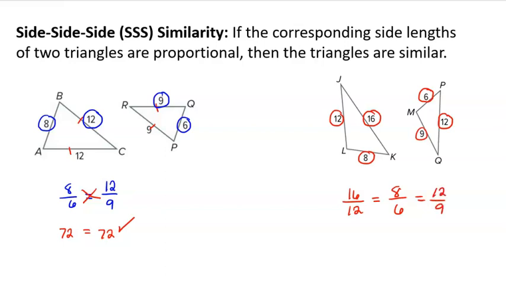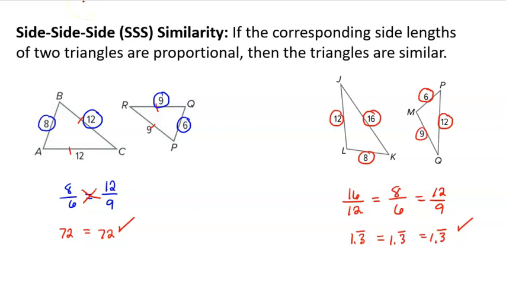Now with this one, I don't want to cross multiply, so I'm just going to stick all of these into my calculator. So 16 divided by 12 gives me 1.3 repeating. And then 8 divided by 6 gives me 1.3 repeating. And then 12 divided by 9 also gives me 1.3 repeating. And so all of these are the same, and so these also check out to be similar.